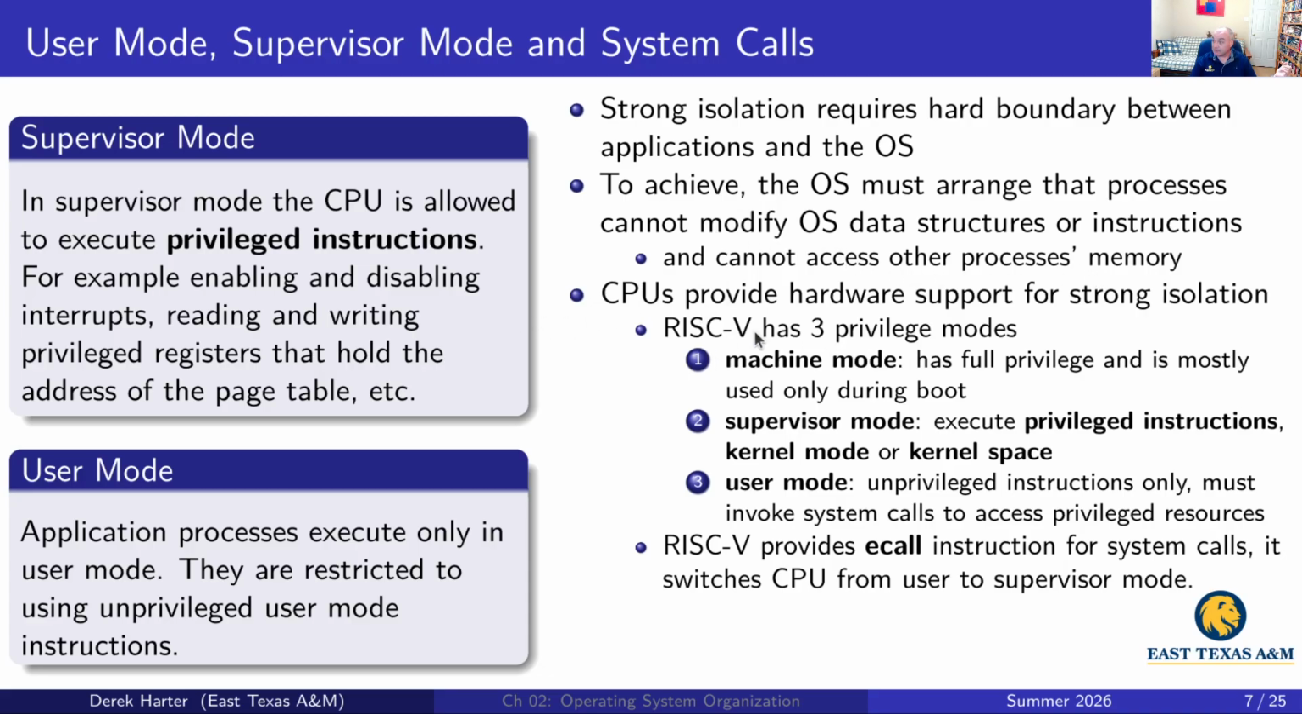So for the RISC-V architecture, it actually has three privilege modes. I think ARM has four, if I remember right. Again, I'm not really a computer architecture person. I don't know how many the Intel x86 has off the top of my head. The three that RISC-V provides are a machine mode, a supervisor mode, and a user mode.